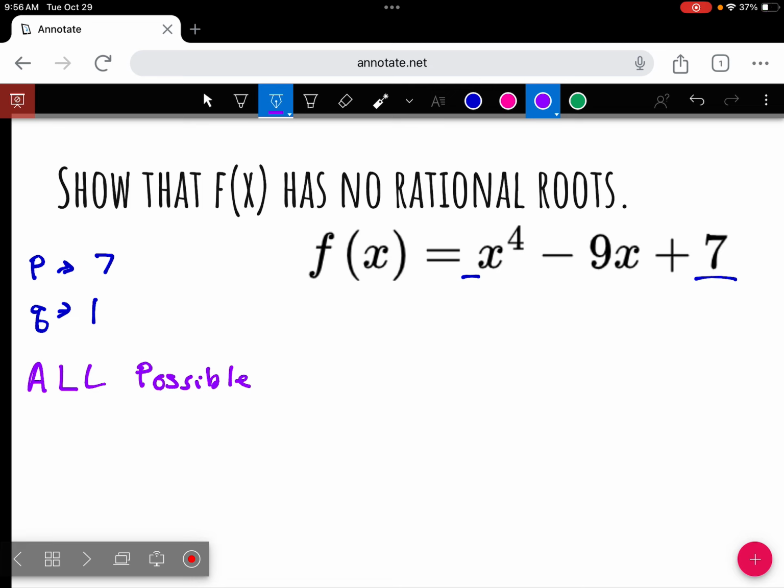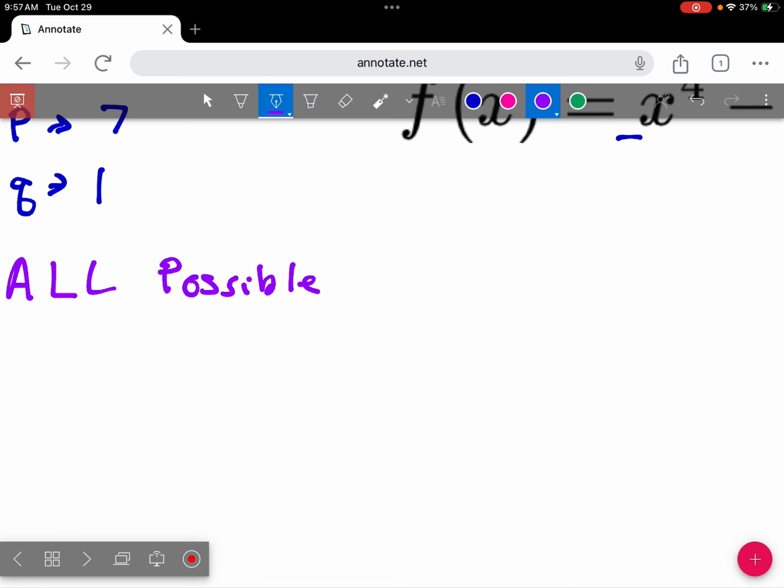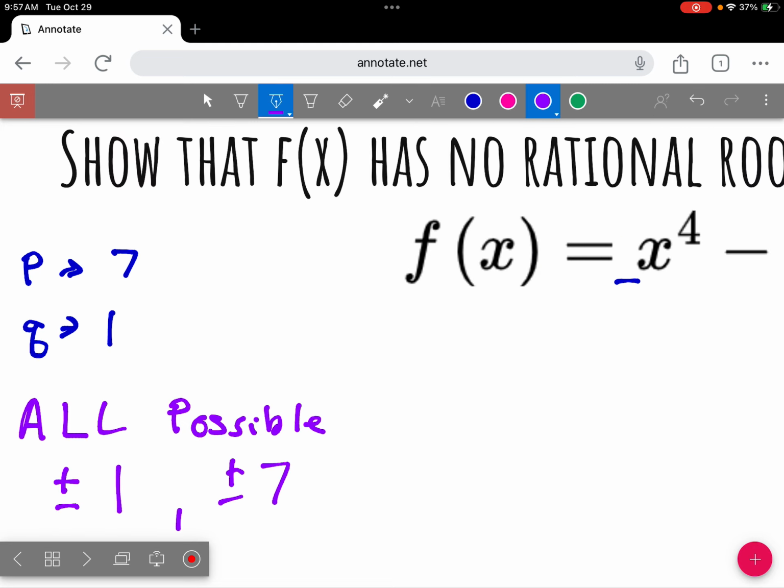All right, so what are our factors of 7? 1 and 7. And what are our factors of Q? Just 1. So we're going to have the ratio of the factors of P and the factors of Q. So what are all of our possible roots? Positive and negative 1 and positive and negative 7. Yep, plus and minus 1 and plus and minus 7, because the factors of 7 are 1 and 7. So it's P over Q. 1 over 1 gives us 1. 7 over 1 gives us 7.